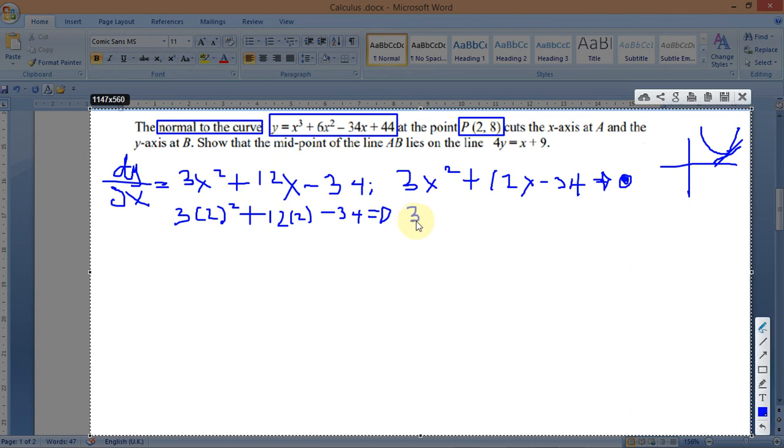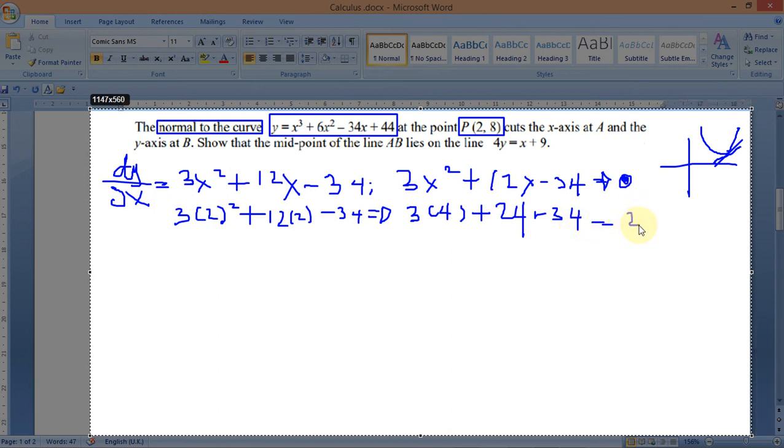3 into 4, plus 24, minus 34. Plug that into the calculator, and that gives me 2k. How possible is that? Okay, let me do that again. So 3 into 4 plus 24 minus 34. Okay, it's correct. So that is 2.